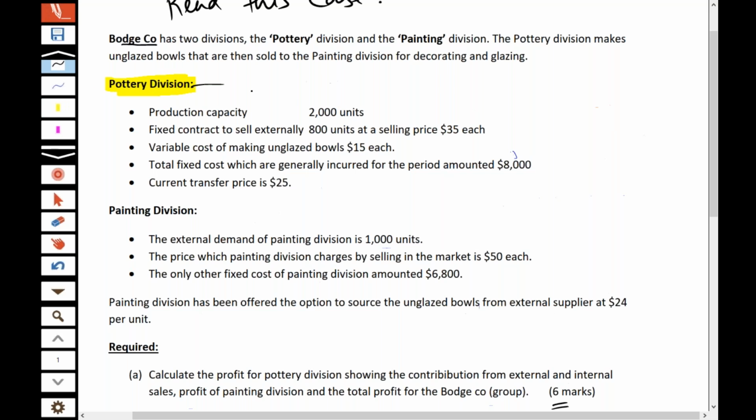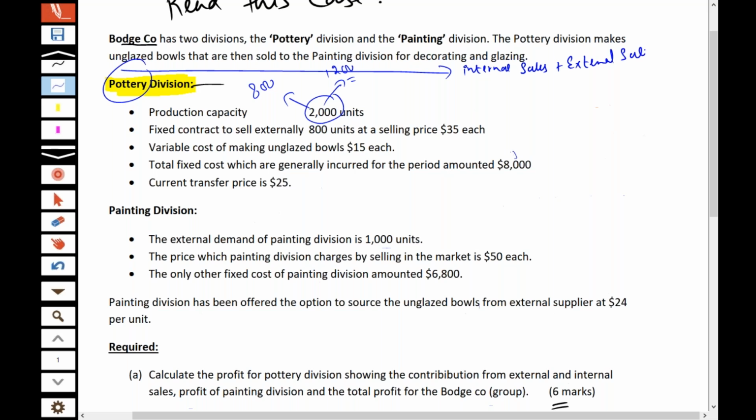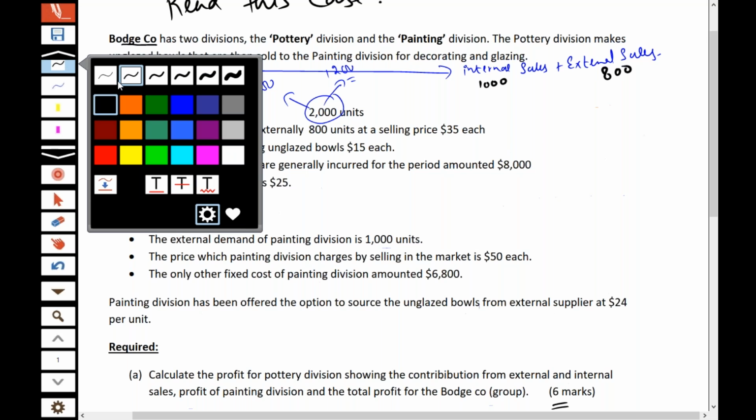Now pottery division, what is basically the production capacity is 20,000, 8,000 is a fixed contract, and 12,000 is the idle capacity. Now pottery division is making two things. It is making internal sales plus it is making external sales. Now, what is the internal sale? That is 1000. What is the external sale? That is 800. All right.